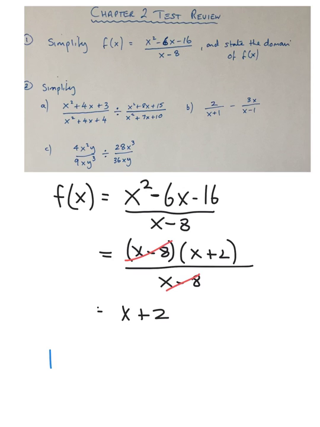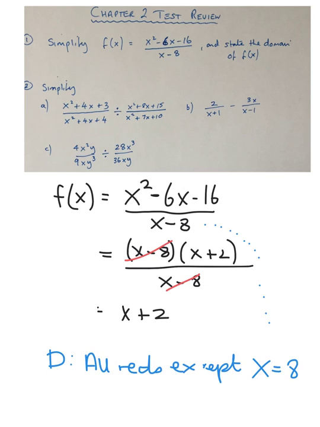The domain of this is all real numbers except x equals 8. And that comes from the original function, where we've got this x minus 8 equals 0.